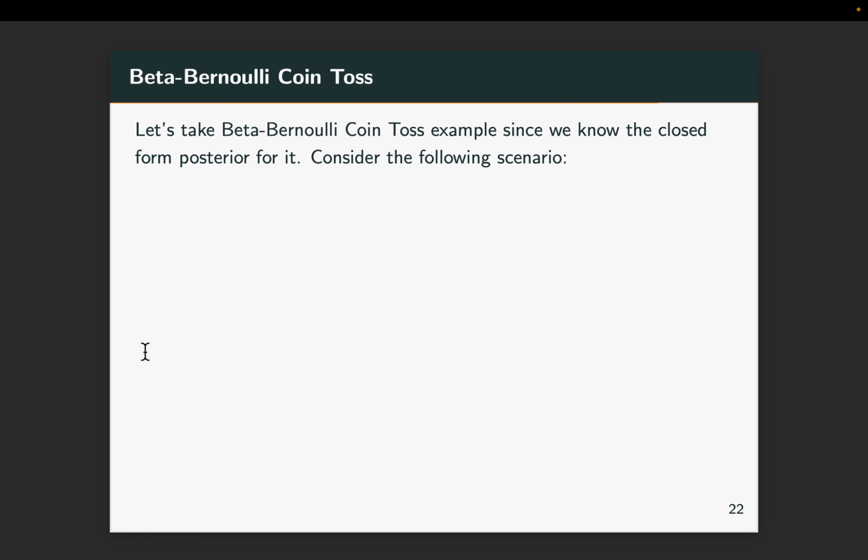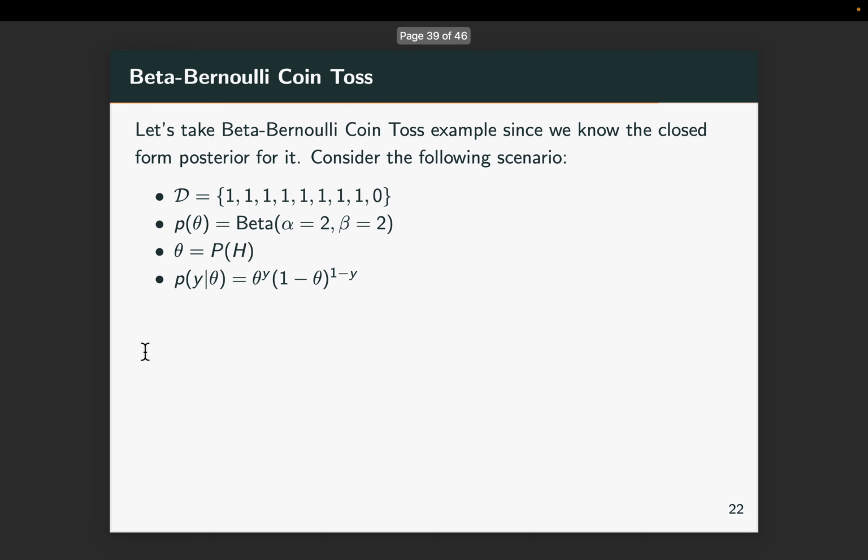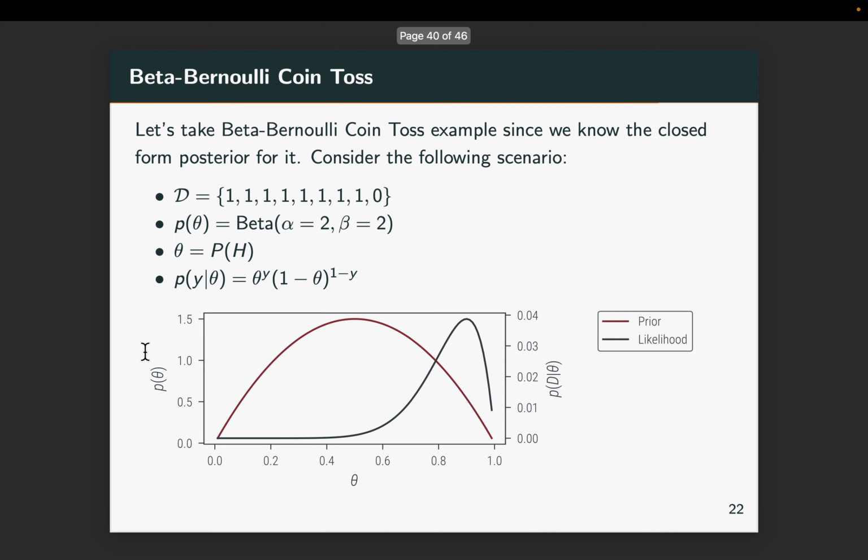Now, let us take a simple example. First the unimodal case and then the multimodal case. So, the beta Bernoulli coin toss example. The data has been given in forms of heads and tails. Our prior would be some beta distribution, so that will ensure that the support is only between 0 and 1. Our probability of heads is theta. Our likelihood for a single data point is theta to the power y times 1 minus theta to the power 1 minus y. Y would be either 0 or 1.